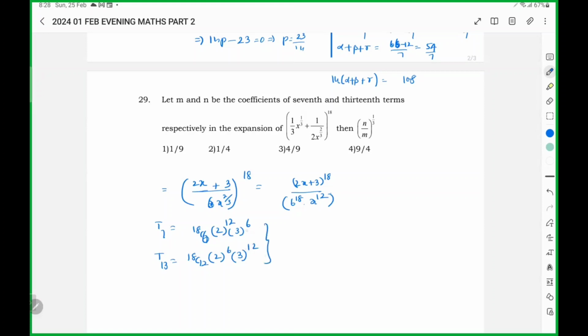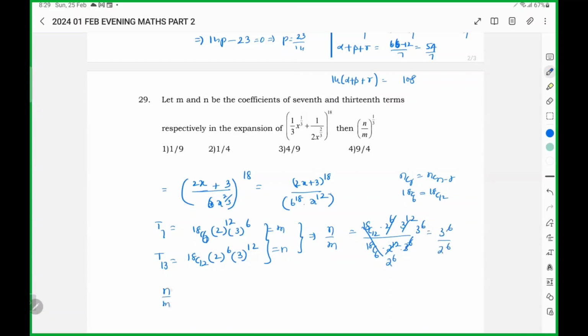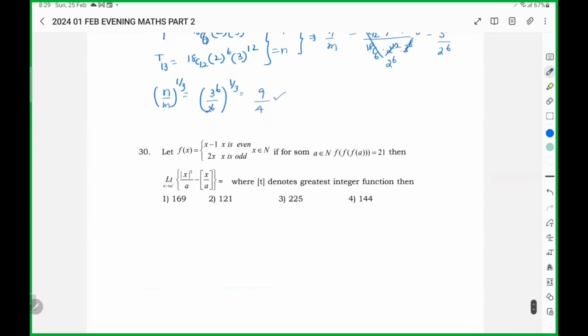So he is asking n by m. This is m, this is n. So n by m will be 18C12 2 power 6 3 power 12. NCR is same as NC(N minus R). N by M whole power 1 by 3 is 3 power 6, 2 power 6 by... So you get here 3 square, right?